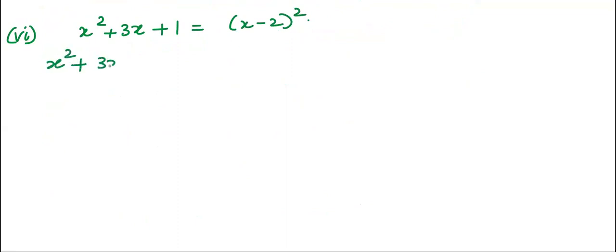What is question 6? Question 6 is x square plus 3x plus 1 is equal to x minus 2 the whole square. So left side is not complicated. So x square plus 3x plus 1. What about the right side? This is a minus b the whole square format. So what is a minus b the whole square? So that will be a square plus b square minus 2ab.